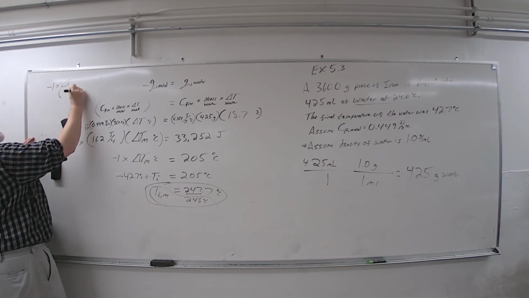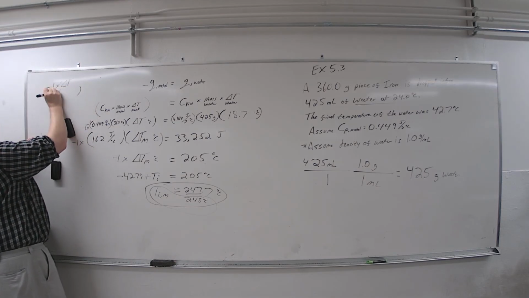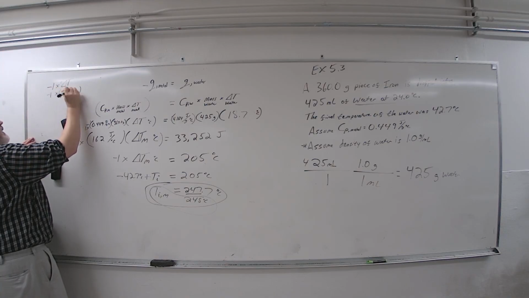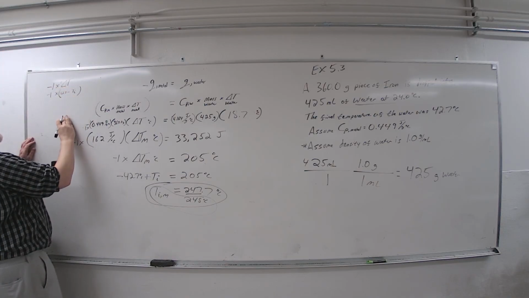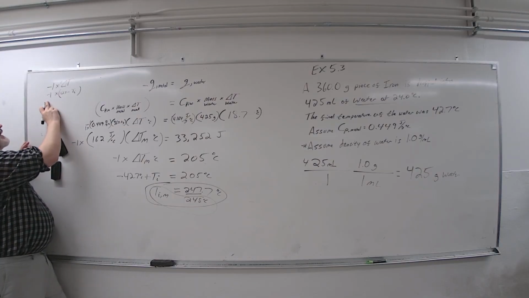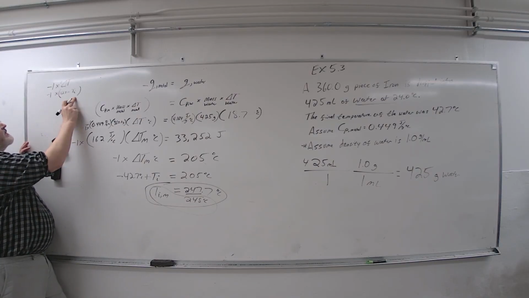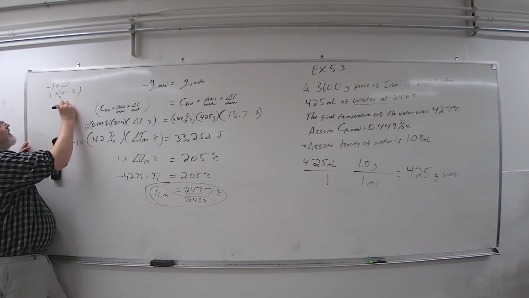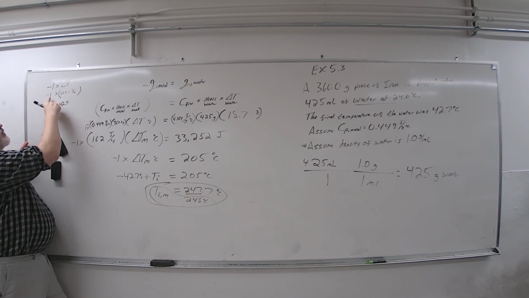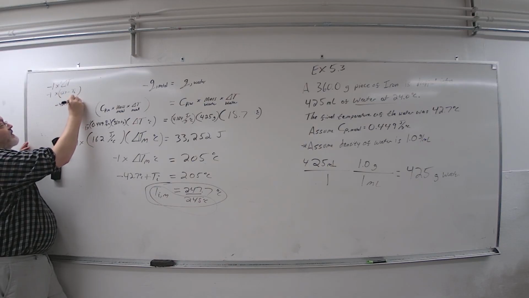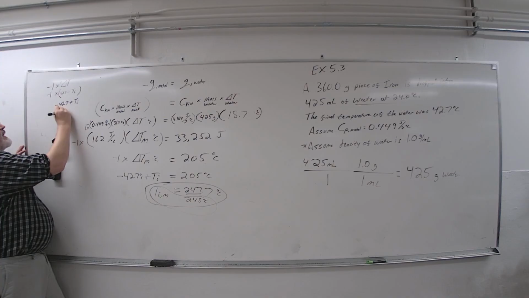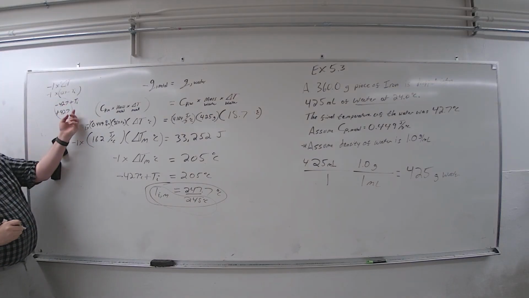And then when I split the delta T out into 42.7 minus temperature initial, I went negative 1 times this, negative 1 times this. So negative 1 times this was negative 42.7. And negative 1 times negative Ti gave us a positive Ti. And that's why I added 42.7 to both sides to make that go away. And then we ended up with a positive.